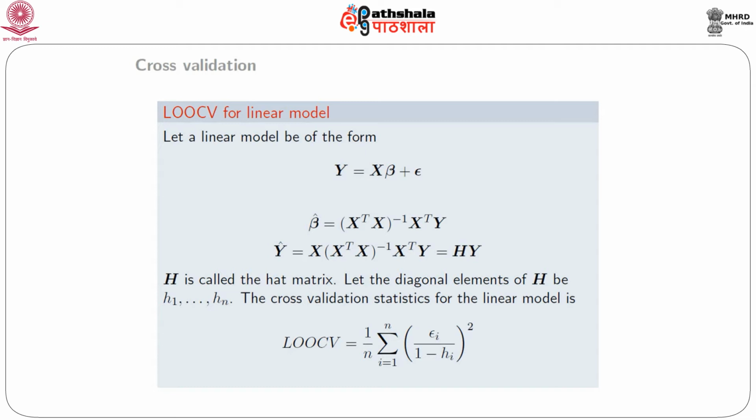If we denote the diagonal values of the hat matrix as h1 to hn, and we had used them for the external bootstrap also, then the cross validation statistic is given by CV equals 1 by n, summation i runs from 1 to n, of (ei by 1 minus hi) squared, where ei is the residual obtained from fitting the model with all observations.